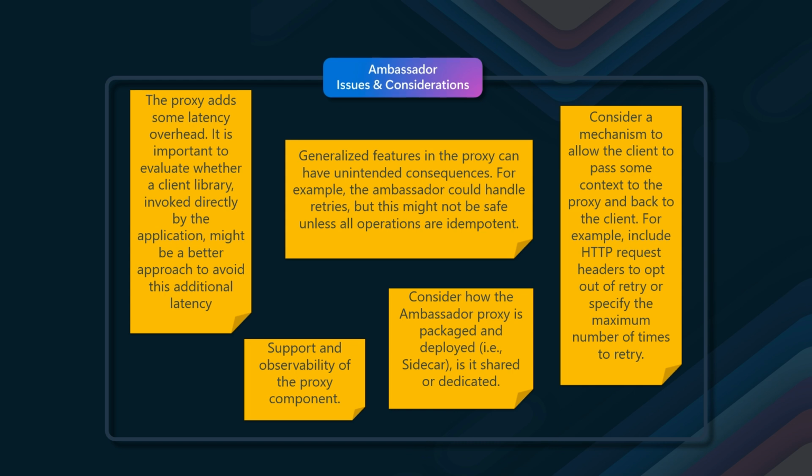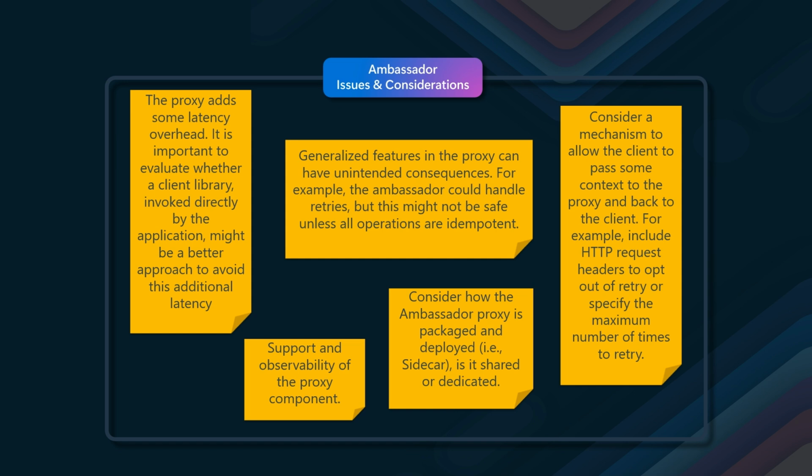So when considering implementing the ambassador pattern, let's consider the following issues and considerations. The first is latency overhead. The proxy can add some latency overhead. It's important to evaluate whether a client library, whether it's invoked directly by an application, might be a better approach to avoid this additional latency. So you just need to consider that essentially you're adding another service to your application as well.